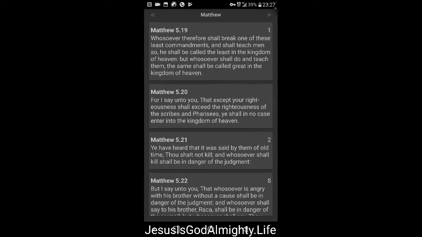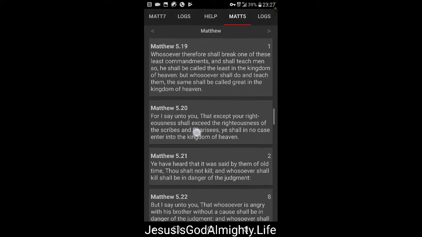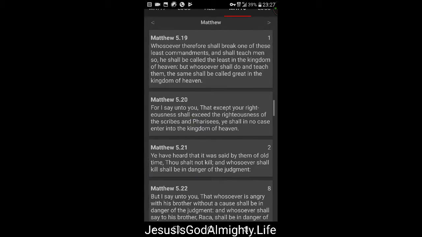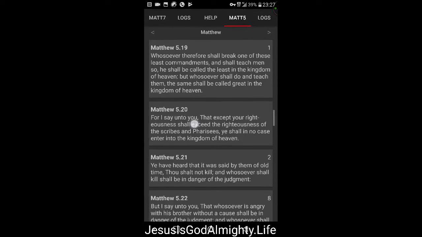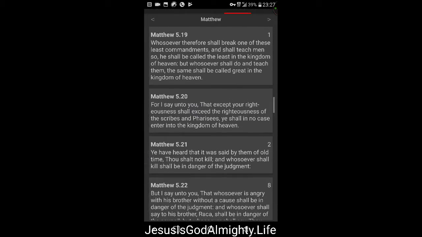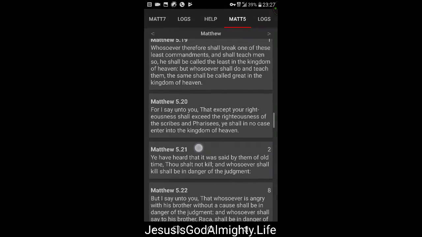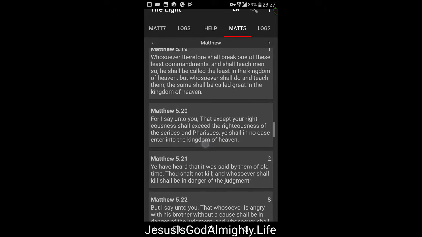So anyway, so again, the good eatable weed was to grow up with the bad poisonous thornail. So again, Jesus, every single one of these parables, if you begin to put them together and all, it's just wonderful. So anyway, it says, whosoever therefore shall break one of these least commandments and shall teach men so, he shall be called the least in the kingdom of heaven. But whosoever shall do and teach them, the same shall be called great in the kingdom of heaven.